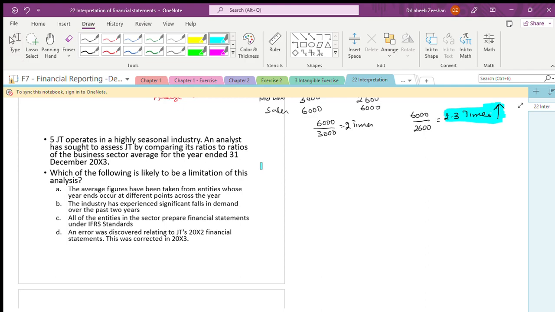They are saying it's a seasonal industry. What does it mean? Any idea about this? Seasonal industry? No idea. Salalah is a seasonal industry. During a particular season, people will go and the demand will be more. And during the off season, the demand will be less.